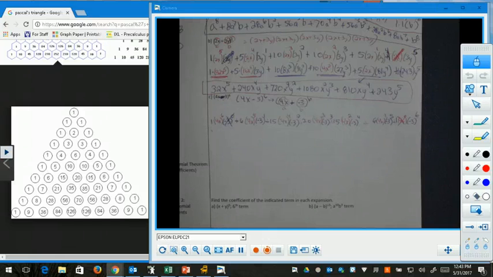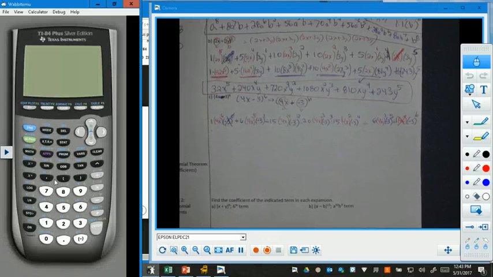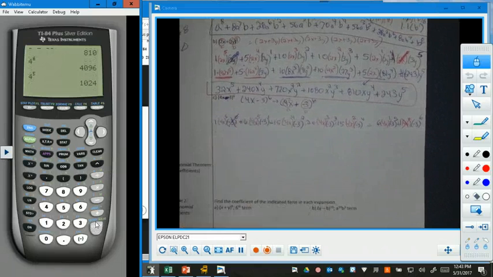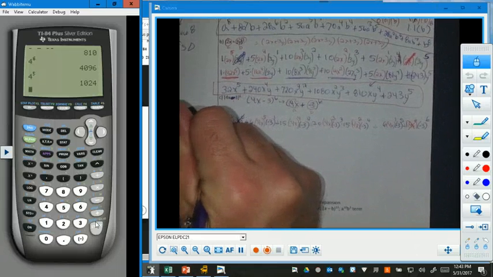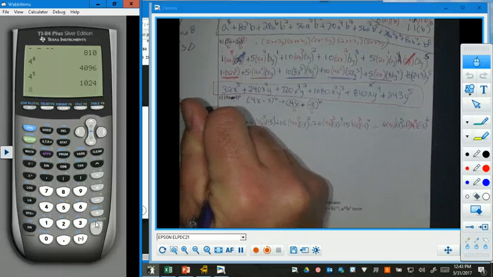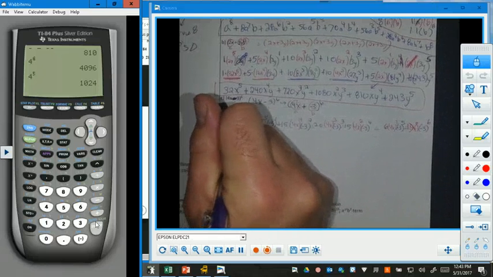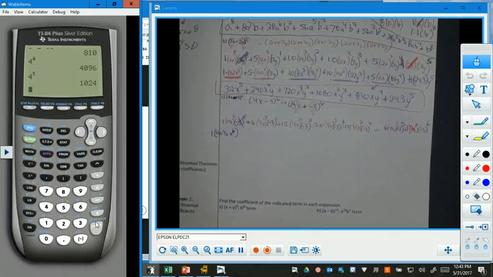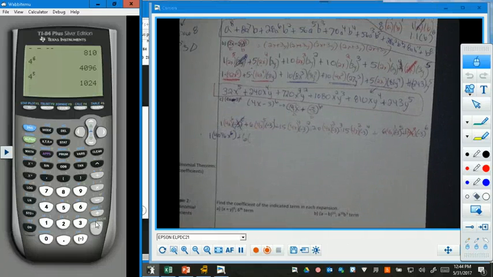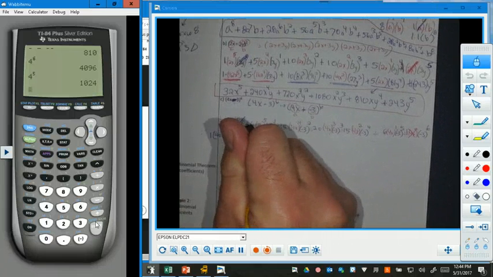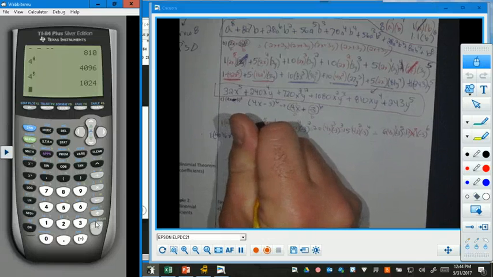So now I'm going to go through and take care of my exponents. So I have 4 to the 6th power, and I'll have 4 to the 5th power, and 4 to the 4th, and so on. So this is actually going to be 1 times 4096 x to the 6th. Remembering that our negative 3 went away, I'm not going to worry about that. Plus 6 times 4 to the 5th is 1024 x to the 5th.